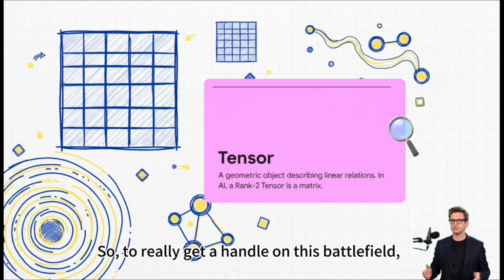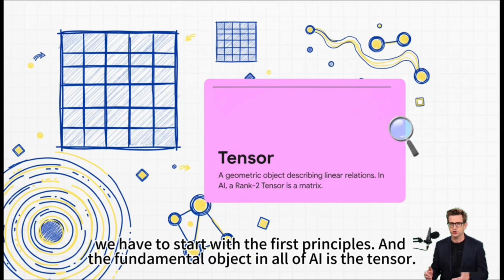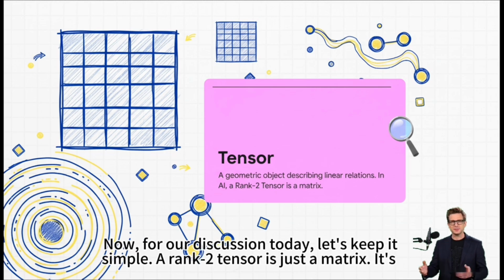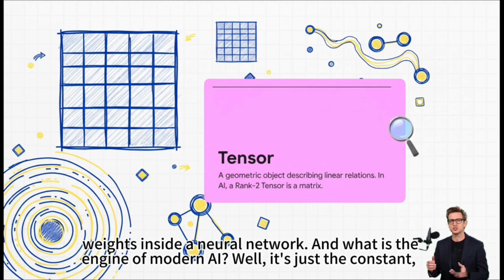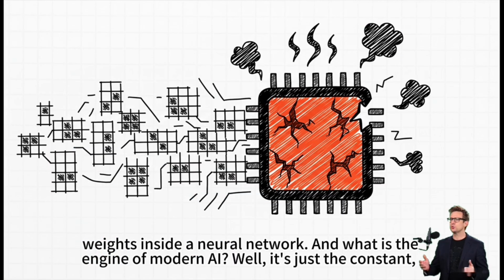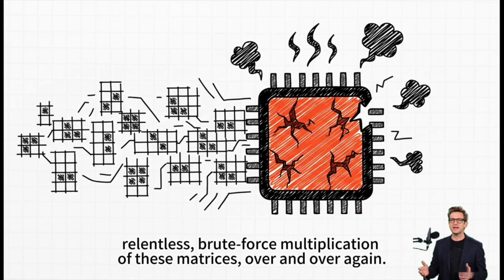So to really get a handle on this battlefield, we have to start with the first principles. And the fundamental object in all of AI is the tensor. Now, for our discussion today, let's keep it simple. A rank 2 tensor is just a matrix. It's a grid of numbers that can represent pretty much anything, from the pixels in a picture to the weights inside a neural network. And what is the engine of modern AI? Well, it's just the constant, relentless, brute force multiplication of these matrices over and over again.